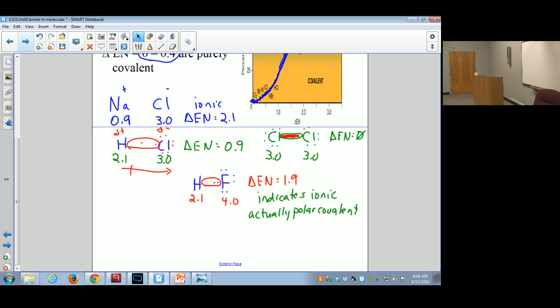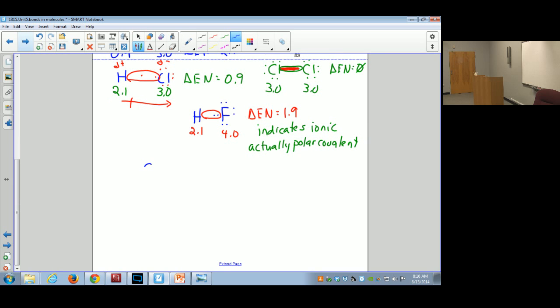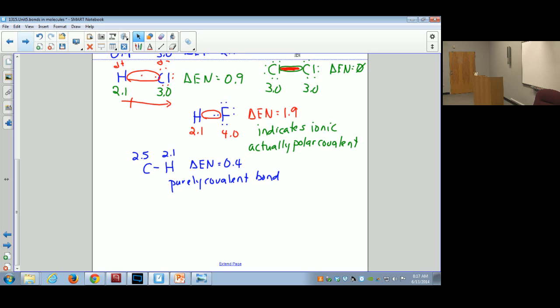And I also wanted to mention the carbon and hydrogen bond. Carbon and hydrogen. This is 2.5, I think. And this is 2.1. The delta EN is 0.4. What I want you to take away from this is that this is considered a purely covalent bond. Even though there's a little bit of electronegativity difference, in general, those are very strongly bonded to each other, and we consider that a nonpolar covalent bond.